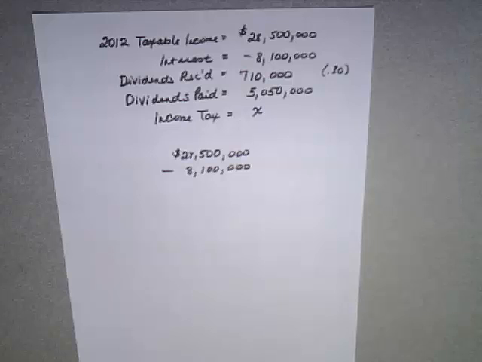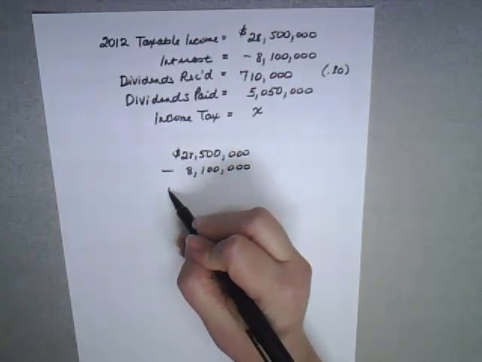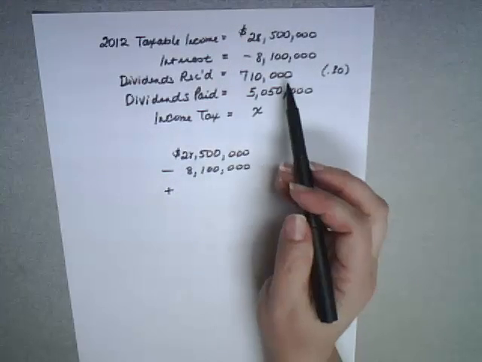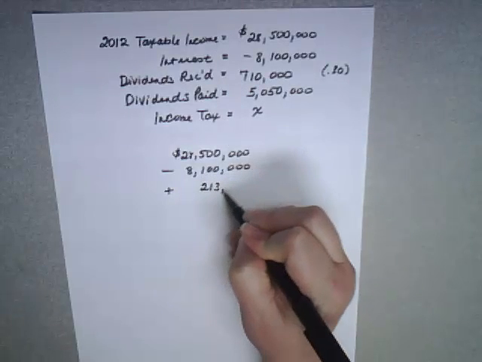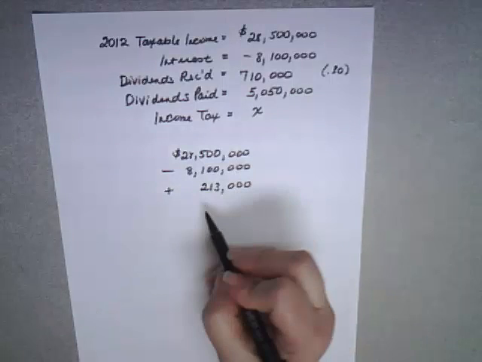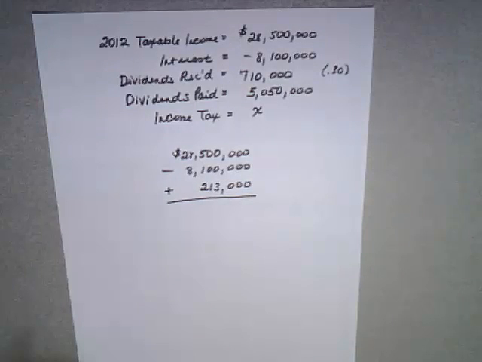Got one little calculation I have got to do here before I check it out. Okay, we know we are going to have to pay taxes on 30% of this $710,000, which is $213,000. And then when we add all of that together, $28,500,000, $8,100,000, and $213,000.